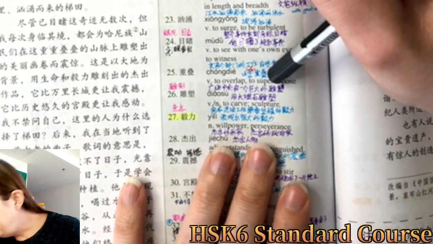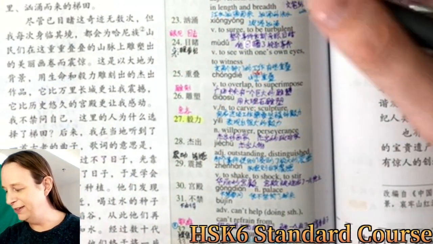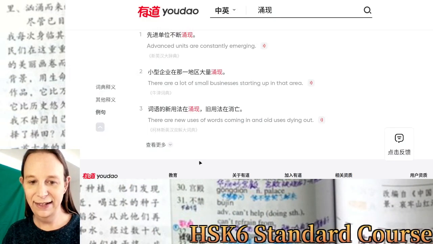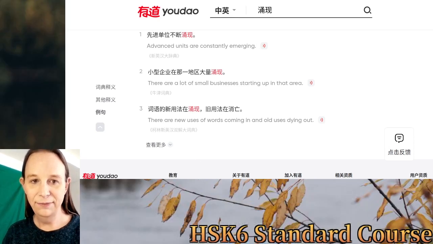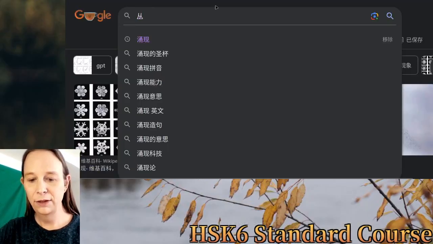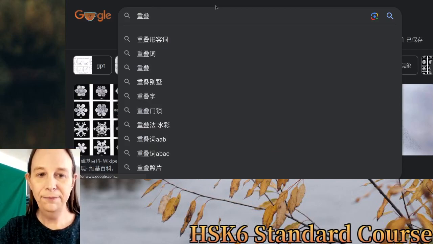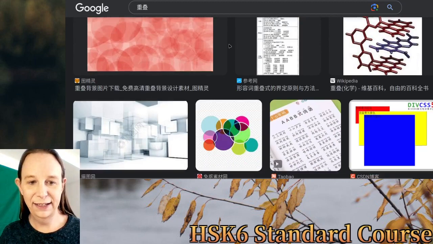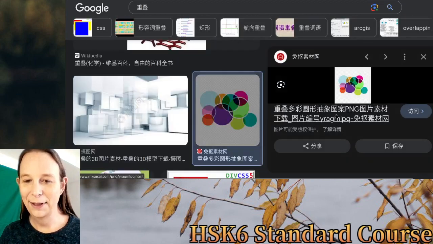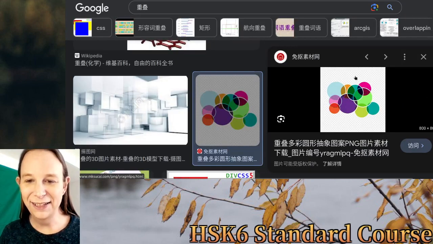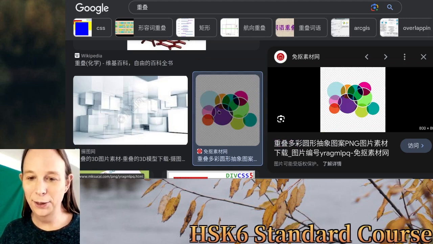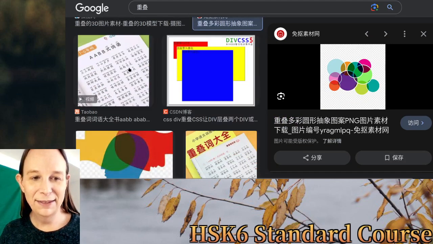山峦重叠. Not sure what that means, honestly. Mountain range overlapping. Maybe there's two overlapping mountain ranges. 重叠, let's look at images. Let's find things that overlap. Yeah, this is a really nice image. Lots of 重叠 going on here. 重叠多彩圆形. Yeah, so overlapping multicolored circles. There you go. Lots of overlaps.